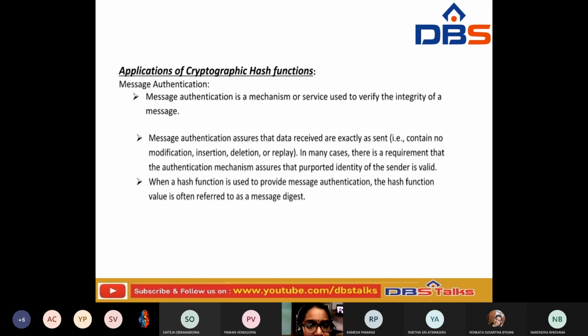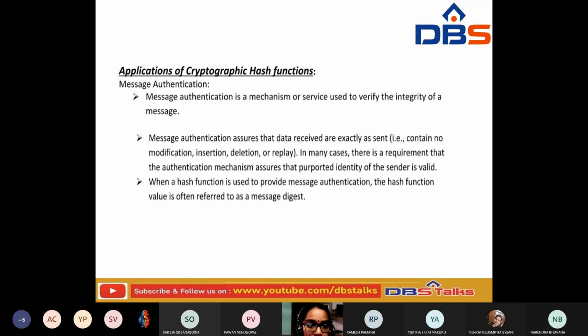Whatever the message is, suppose it has some particular amount of bits of data. If you want to verify that particular amount of data, for that purpose we can use this message authentication process. In the message authentication process we are going to use the cryptographic hash function.